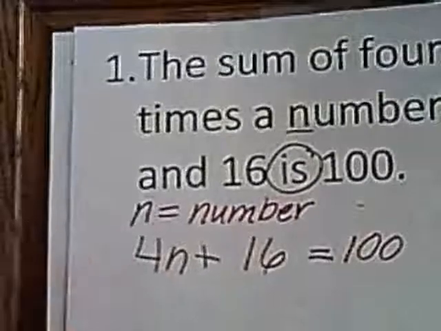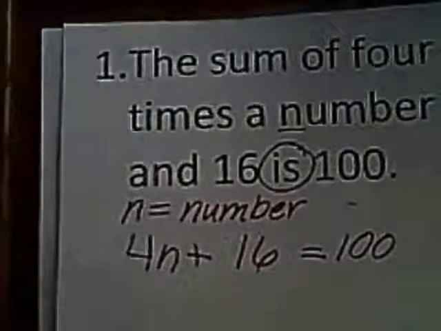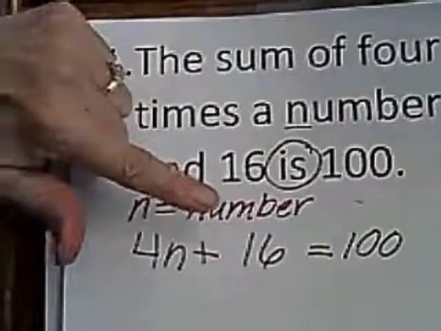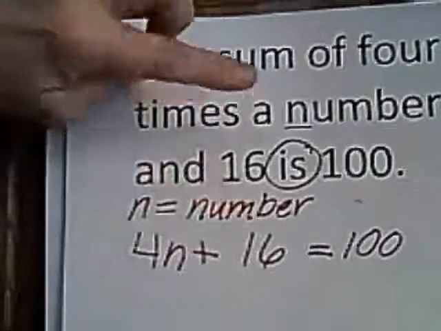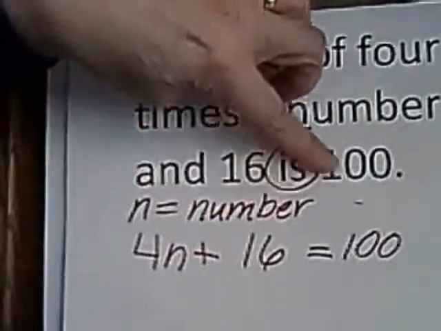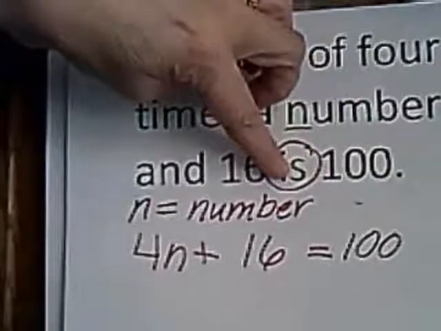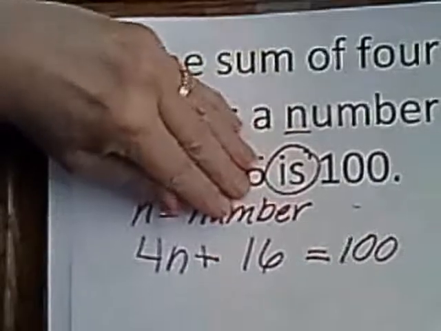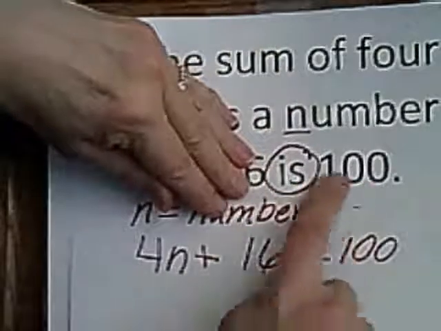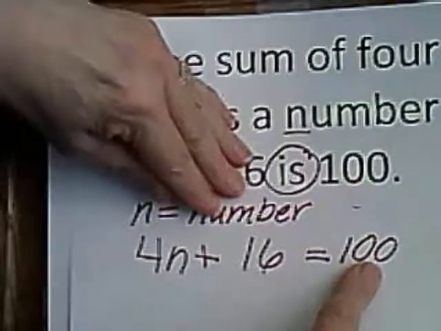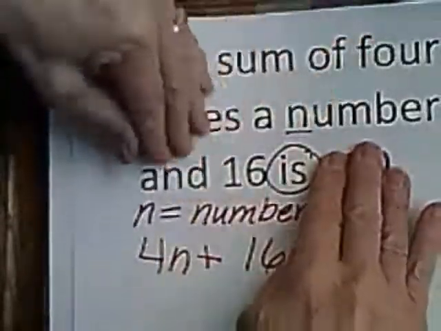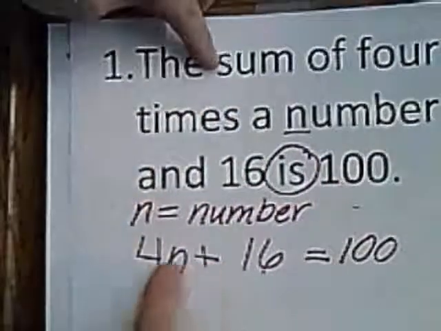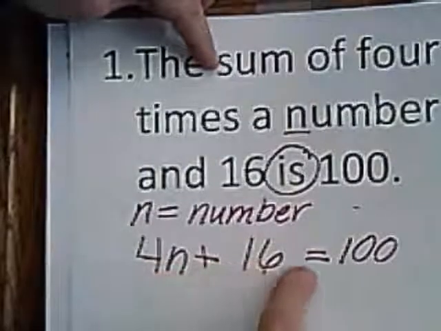The first one is: the sum of 4 times a number and 16 is 100. I have the students define a variable, like n is the number, and then we have them circle the verb. I have them look for the verb, and this verb means equals, so I have them write the equal sign. Everything to the right of the verb is 100, so that goes on the right of the equal sign, and everything else goes on the left. So it's the sum of 4 times the number n, and 16 is 100.